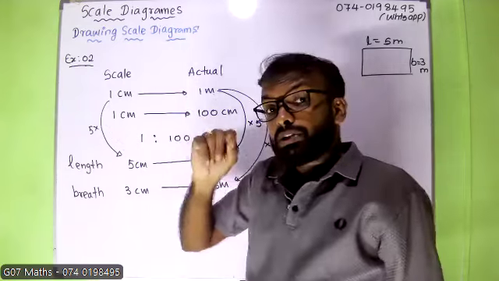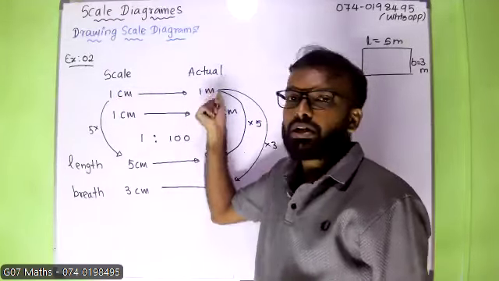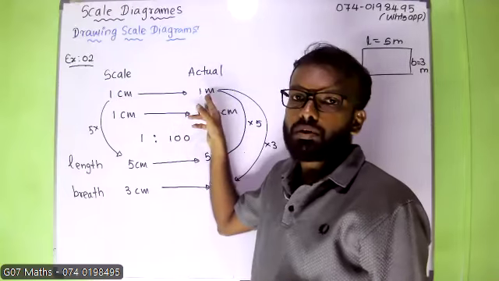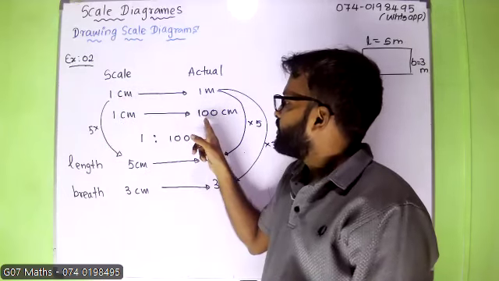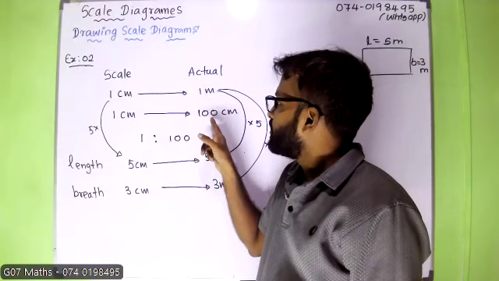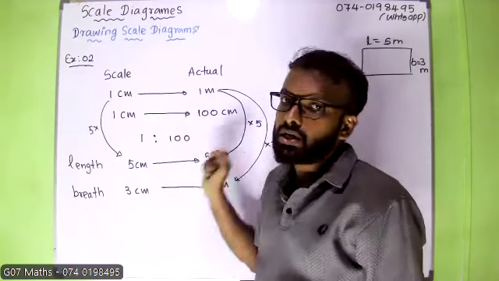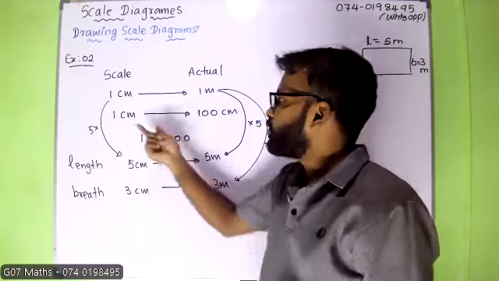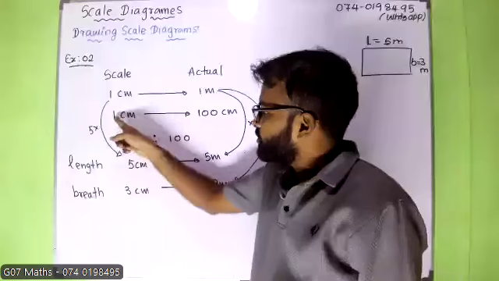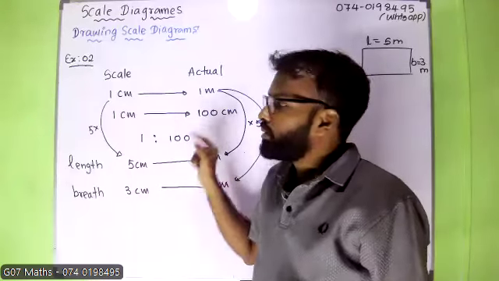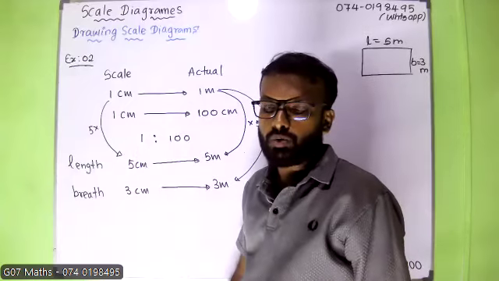Now you need to represent it as a ratio. This is centimeter and this is meter, so you need to convert meter into centimeter first. Here you have 1 centimeter and here you have 1 meter. When you convert 1 meter into centimeters, it is 100 centimeters. So 1 centimeter represents 100 centimeters in actual length. Now both are in the same units, so it doesn't matter. Remove the centimeter and you can represent the value as 1 to 100. So this is your ratio.